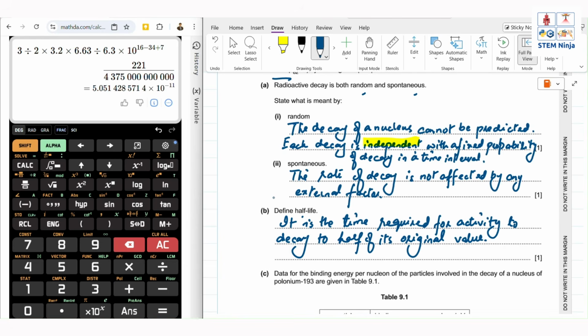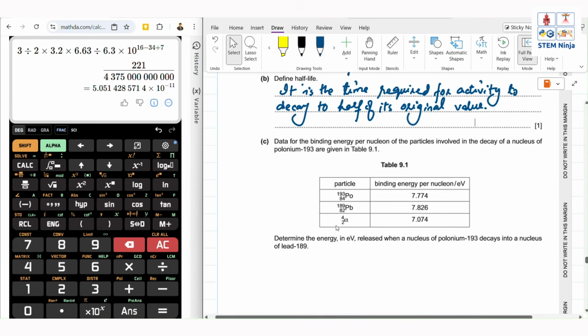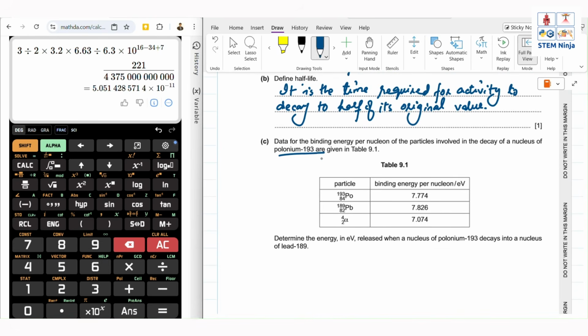We do know activity is directly proportional to the number of nuclei also, so that is better. Okay. Data for binding energy per nucleon of particles involved in the decay of a nucleus, polonium-193, are given. Determine the energy released when a nucleus of polonium decays into a nucleus of lead-189.